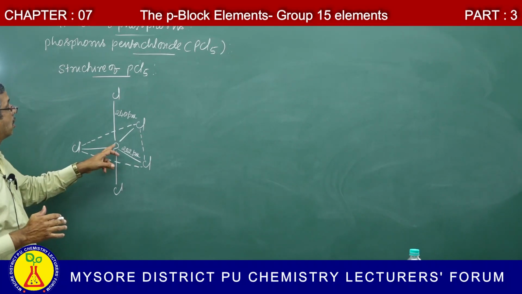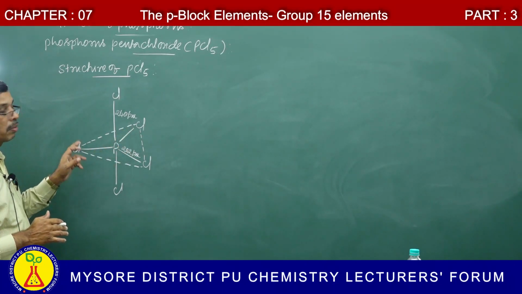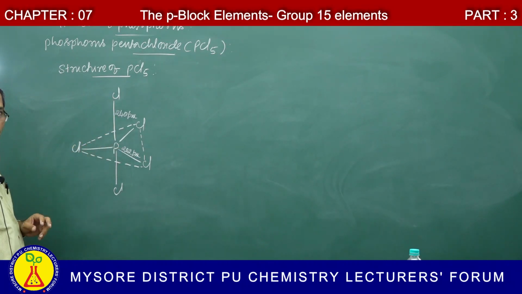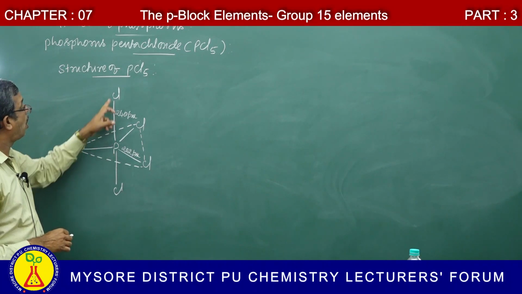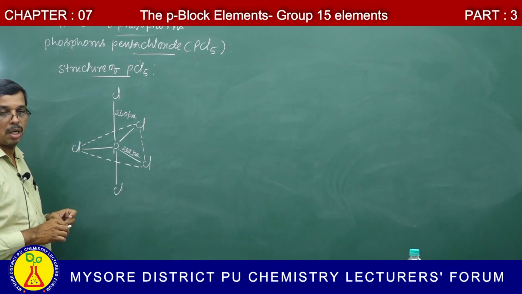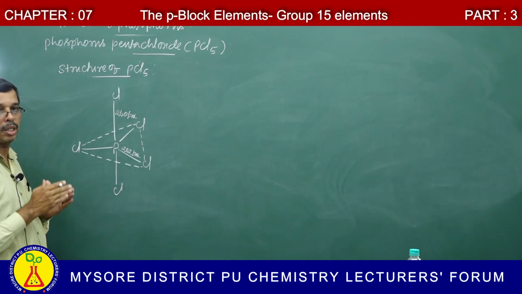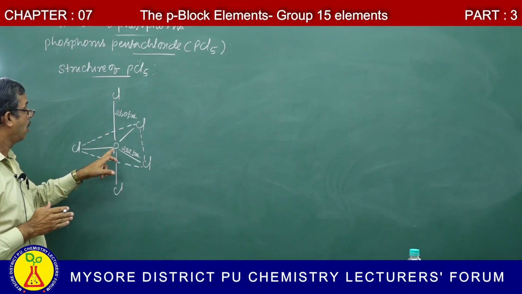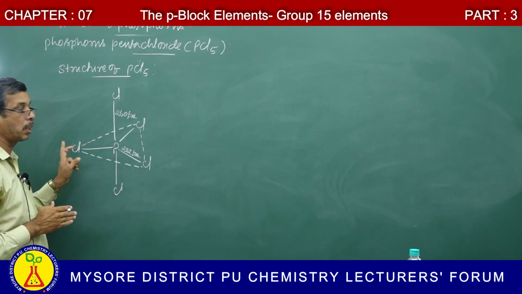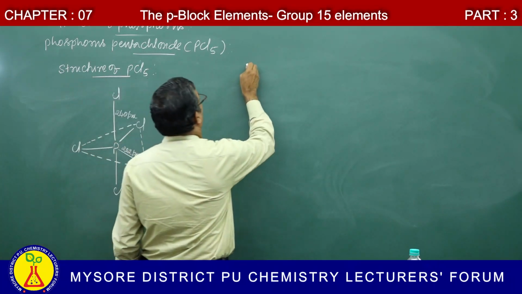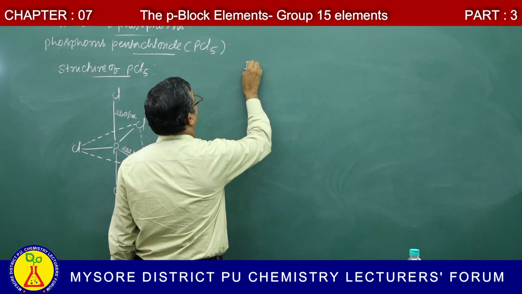Thus, there are 3 PCl equatorial bonds and 2 axial bonds. Axial bonds are longer than equatorial bonds. This is due to the more repulsion of the axial bond pairs when compared to the equatorial bond pairs. Is it right?